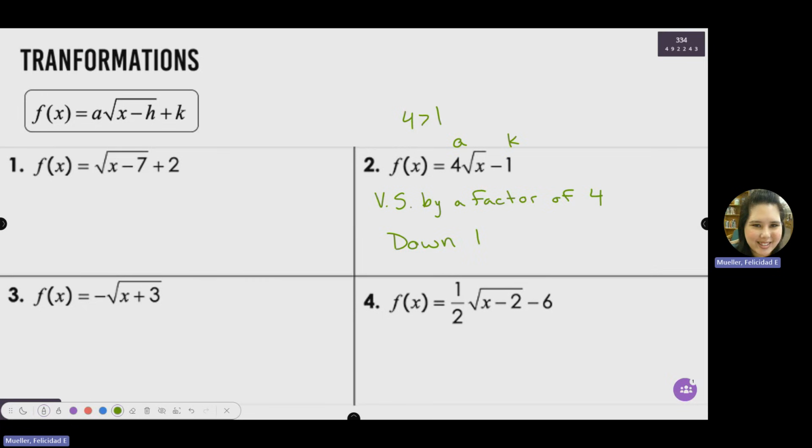So looking at number 1 here, I have an H and a K. So the H tells me it goes right 7. And the K tells me it goes up 2. On number 3, we do have a negative A. So that tells me I have a vertical reflection over the x-axis. We have a k value, so plus 3 means to go left 3.